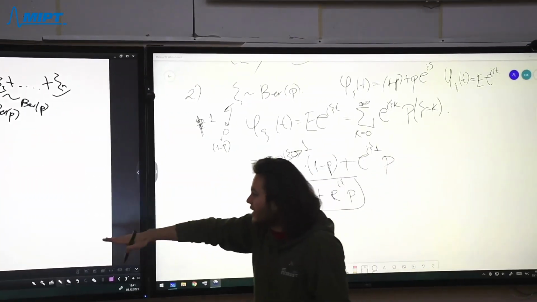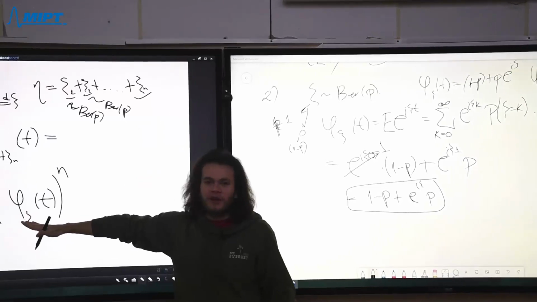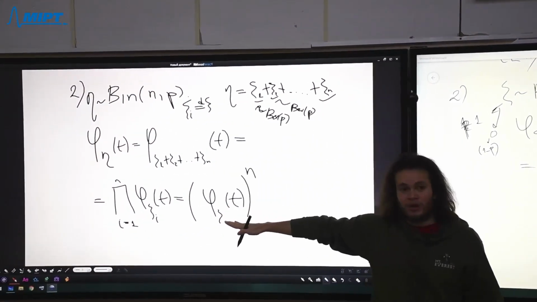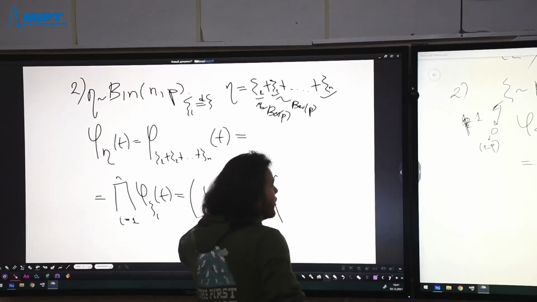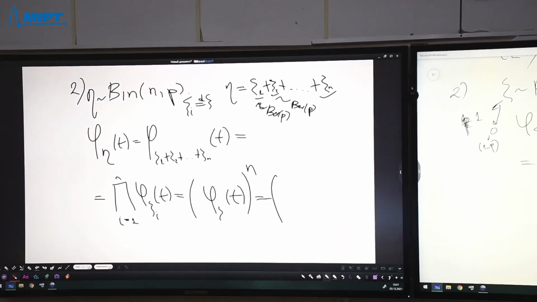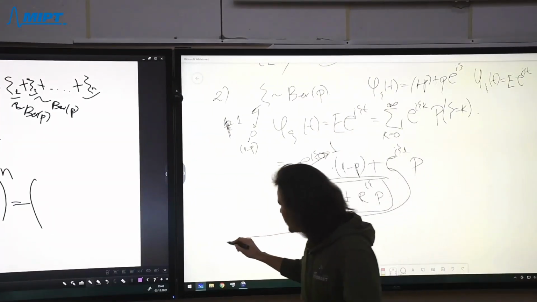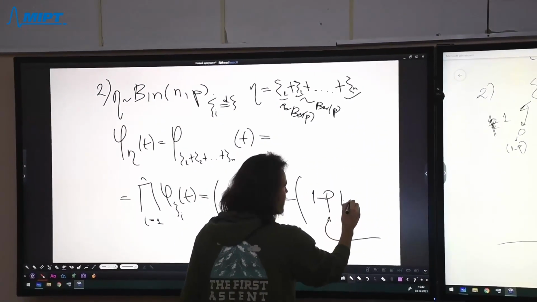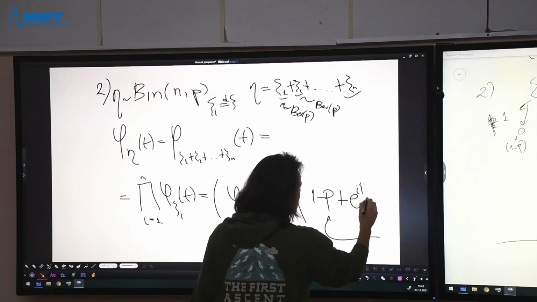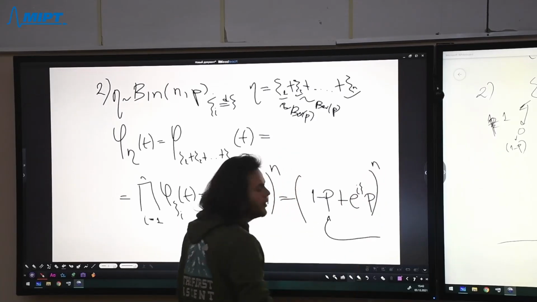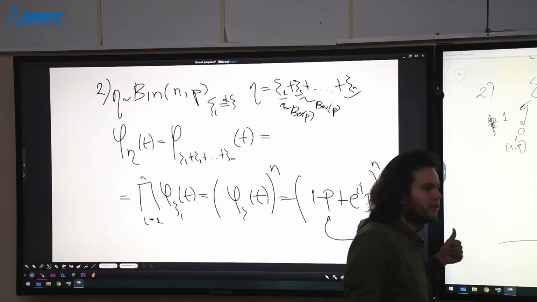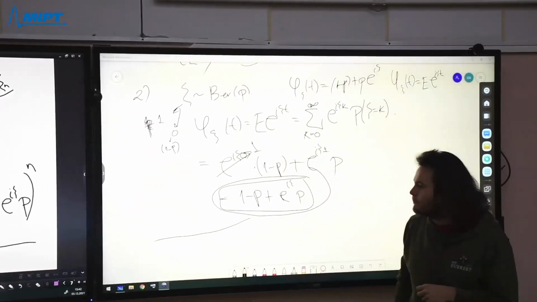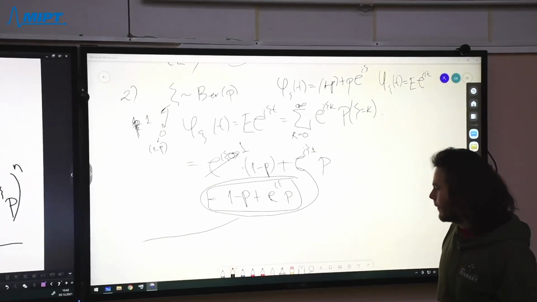And this is the characteristic function of a random variable with Bernoulli distribution. And we know that the characteristic function of this is this one. So all that I need to do is to write that over here. So (1 minus p plus e to the i t p) to the n. And this is the characteristic function of a random variable with binomial distribution with parameters n and p. Okay?